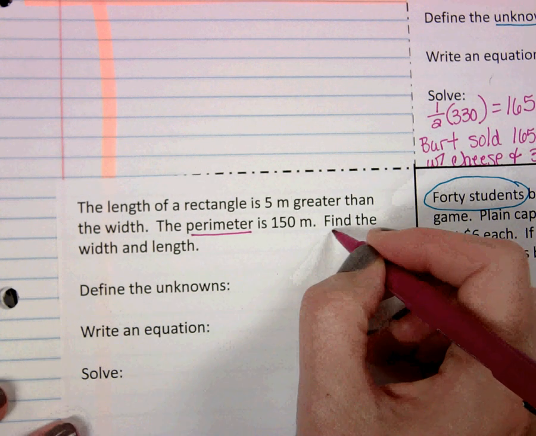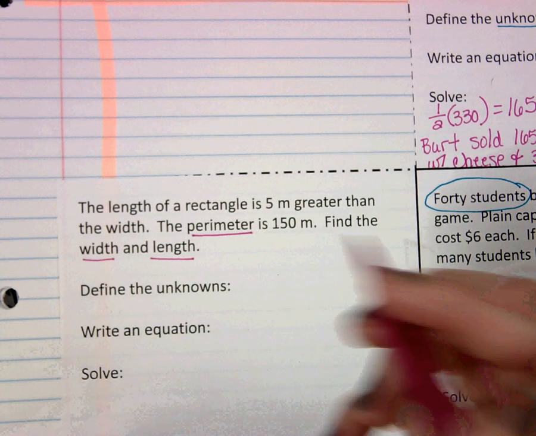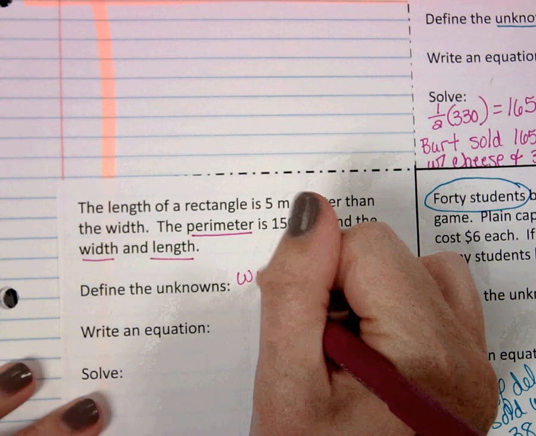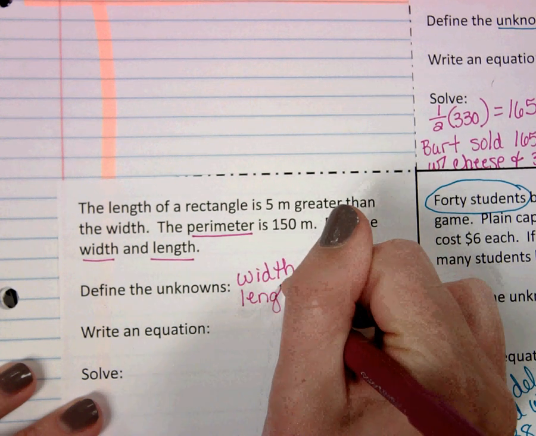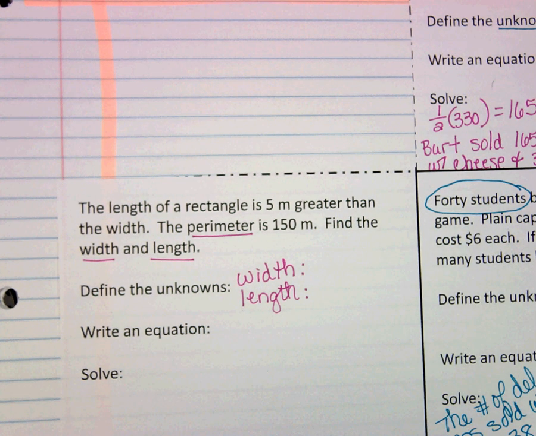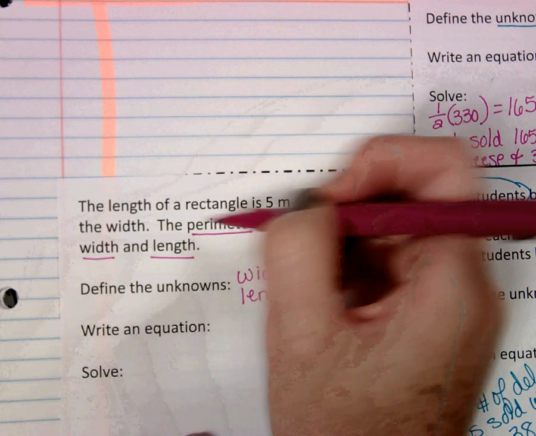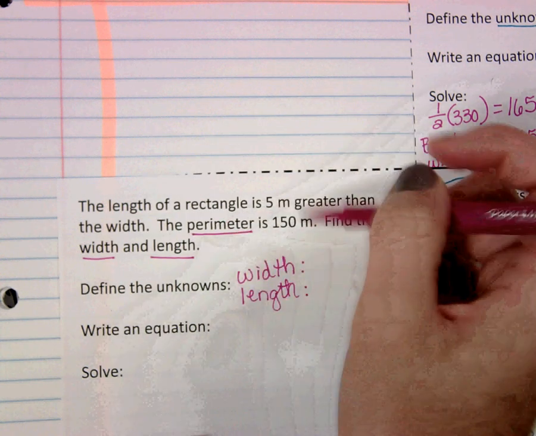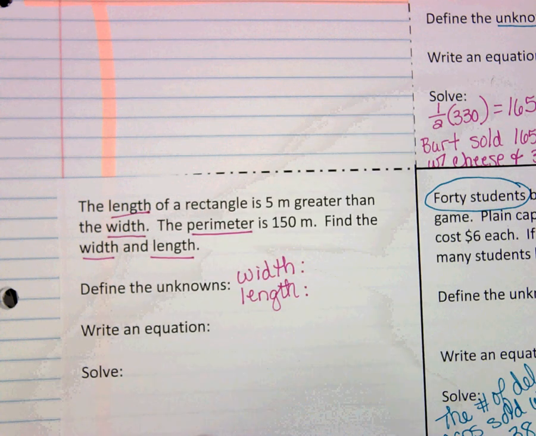Our last statement says, find the width and the length. That's always a good place to look for what you need to define. So we don't know the width of our rectangle, and we don't know the length. It says that the length is 5 meters greater than the width. So it's describing the length using the width.